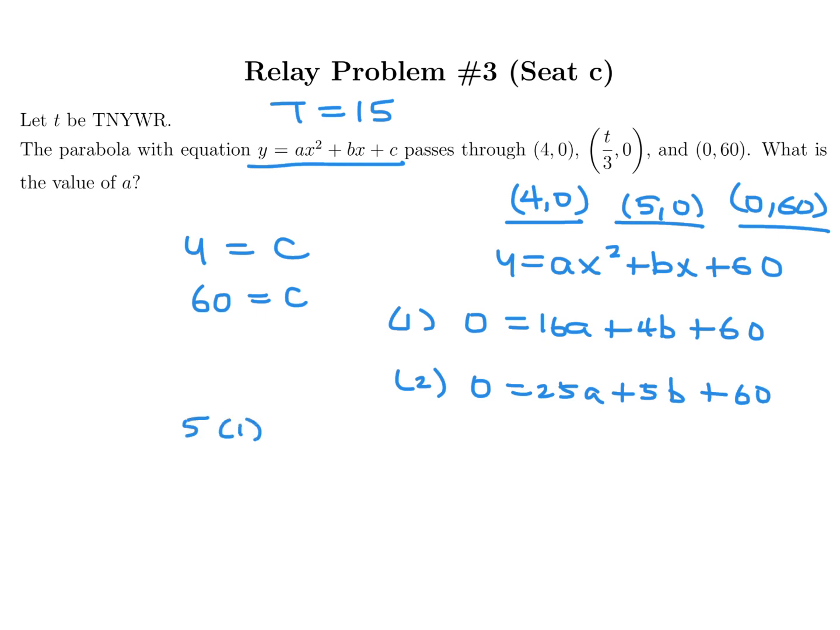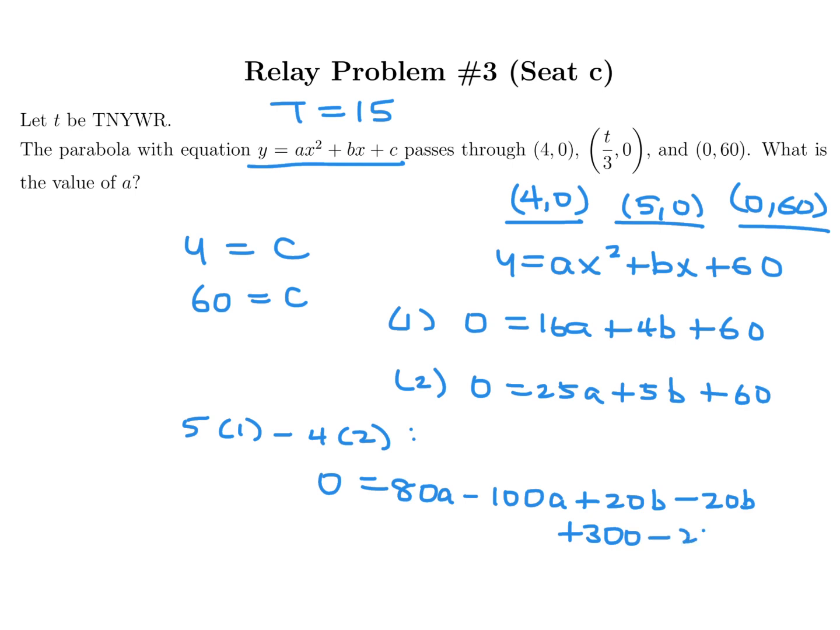5 times equation 1 minus 4 times equation 2 should do the trick. That's going to give me 80a minus 100a plus 20b minus 20b plus 300 minus 240. That's going to give me negative 20a is negative 60, and therefore a is 3. And that is what they wanted. They wanted the value of a.